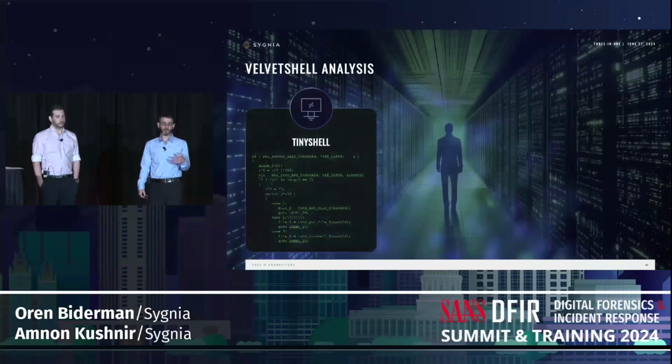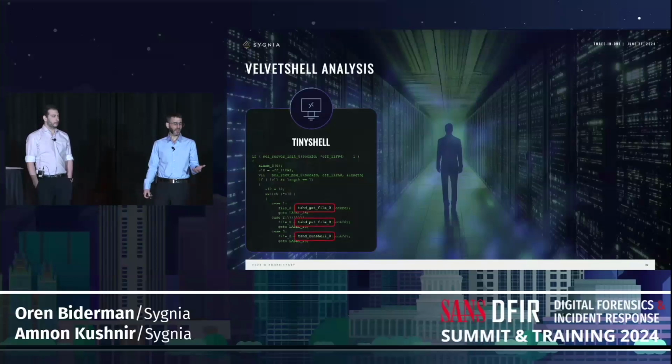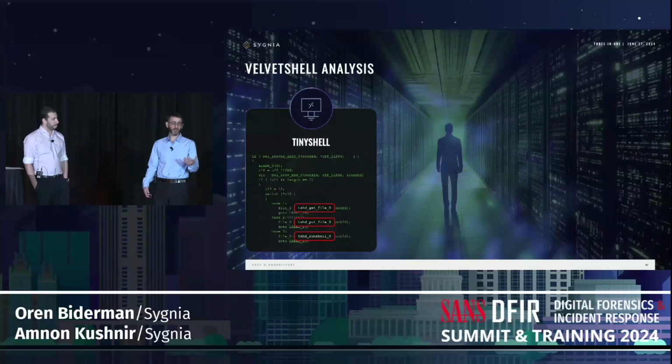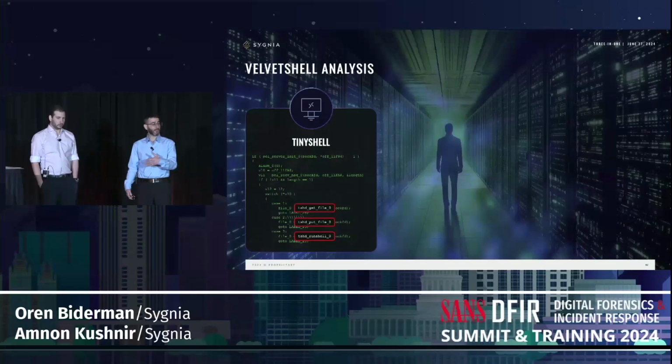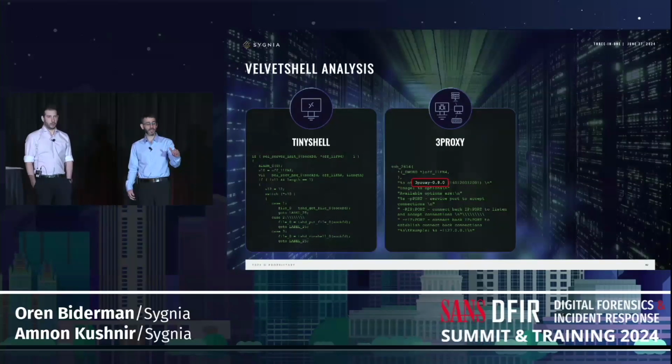Velvet Shell is built from two open source tools. The first one is TinyShell. TinyShell is actually a Unix backdoor that allows the threat actor to upload files onto the device and execute them remotely. This means that the threat actor no longer needs to connect via SSH to the device. They can just upload their files and execute them. The second part of Velvet Shell is 3proxy. 3proxy allows the threat actors to tunnel their traffic through the Nexus switch.